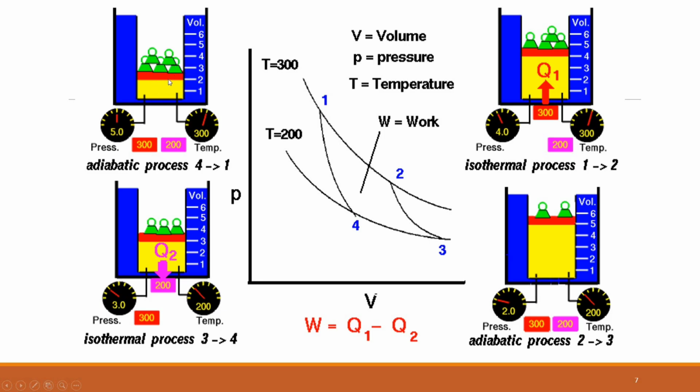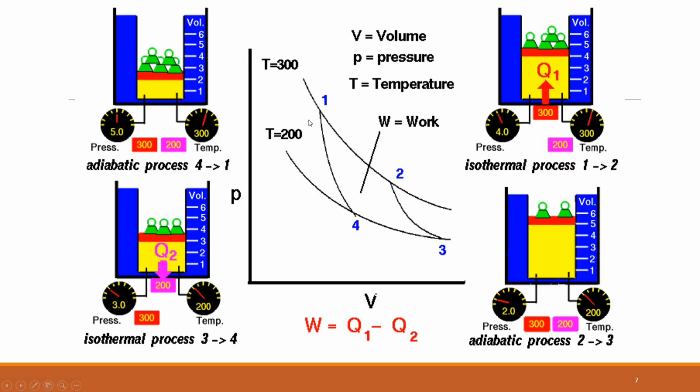Since no heat can escape or enter the system, the work done on the gas increases its internal energy, which in turn raises its temperature. By the end of this process, the gas returns to its original high pressure, high temperature, and low volume condition, back to state 1, where the cycle began.